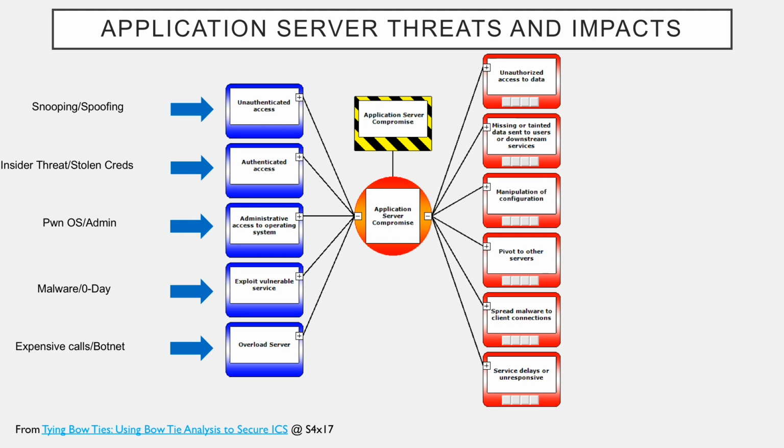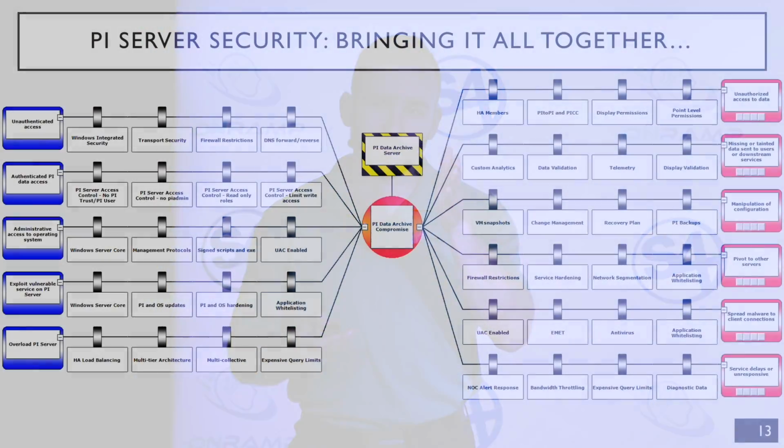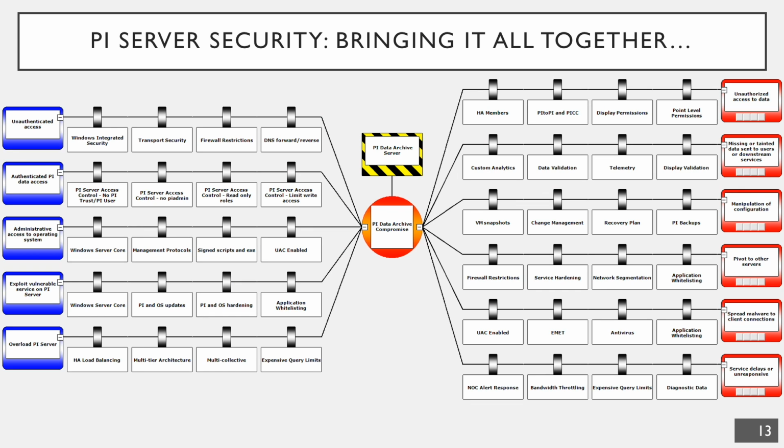And then on the other side of the compromise, we look at what are the sort of things that could happen, what are the consequences. So could somebody install a RAT on it? Could critical data be unavailable to people who need it to make decisions, et cetera? So once we have an idea of the event space, all the stuff that can happen, what we want to do is put barriers between those attacks and the compromise happening, and then between the compromise and then the worst case scenario.